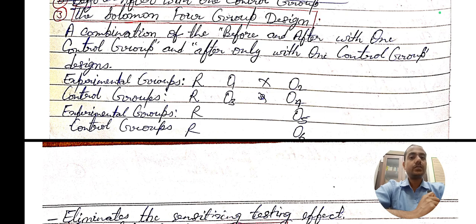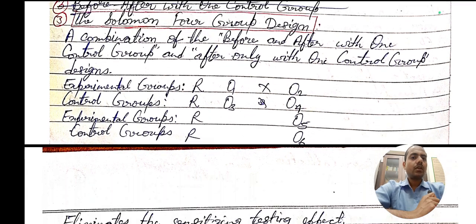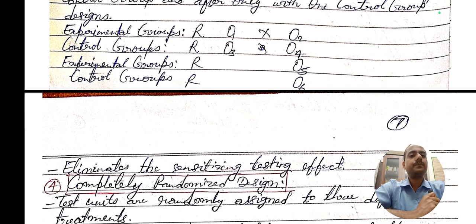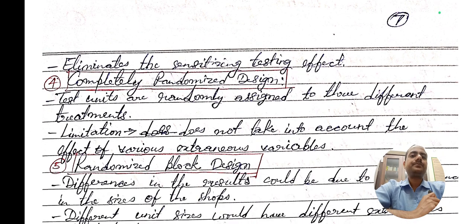Then next, you can observe in the third line, for the experimental group no pre-test is provided, and again for the control group no treatment has been provided. So the respondent gets confused or is not able to understand whether some kind of experiment is going on or not. So it eliminates the sensitizing testing effect.